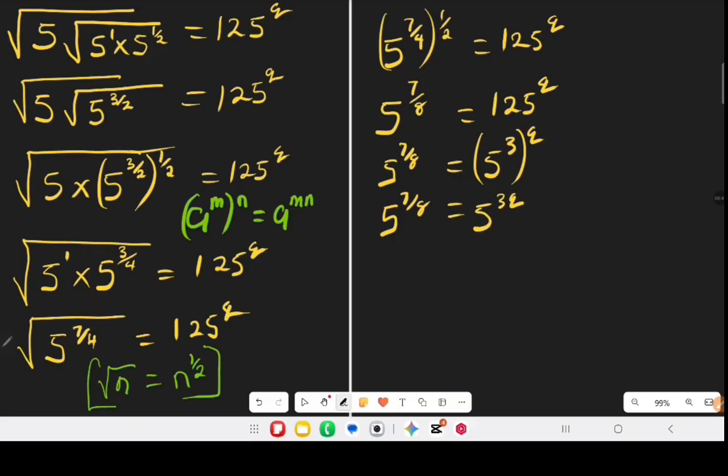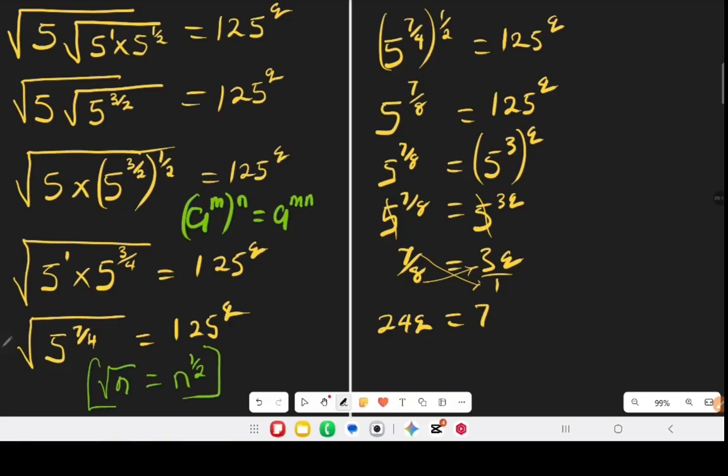Then next step, we compare both sides. The base can cancel base, left with the powers, which is 7 over 8 equals to 3q. Now we cross multiply. When we cross multiply, this 3q is over 1, meaning 8 times 3q gives us 24q equals to 7 times 1 gives us 7.